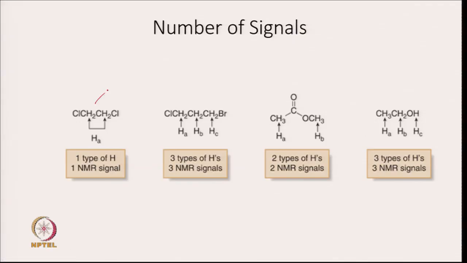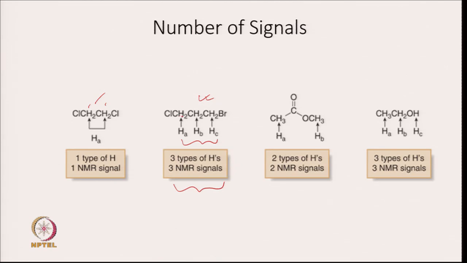Now take 1,2-dichloroethane. In that case, all protons have a similar environment and so they give one NMR signal. Whereas this is 1-chloro-3-bromopropane, where there are 3 different kinds of protons, and so there will be 3 NMR signals.